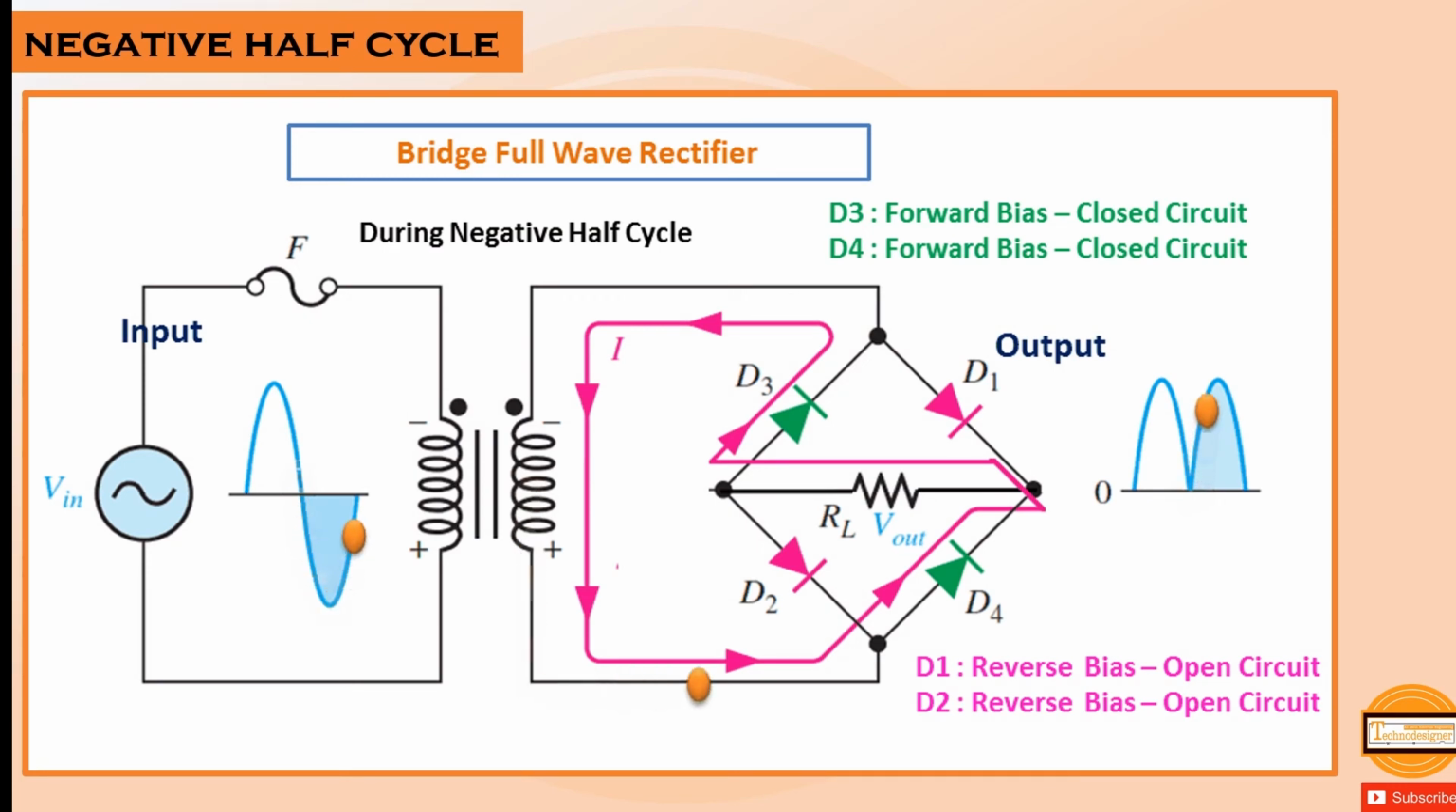Negative half cycle of bridge rectifier. During the negative half cycle of the full-wave bridge rectifier, D1 and D2 are reverse biased, so they will act as an open circuit, while diodes D3 and D4 are forward biased and act as a closed circuit, so current will flow through these diodes and create a positive half cycle on the second half of the sinusoidal wave output as shown in the figure.